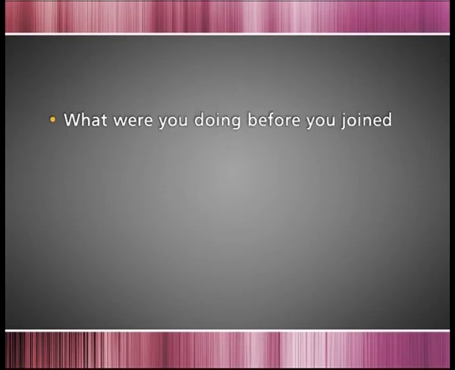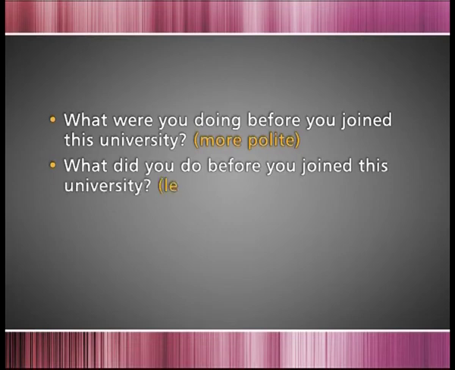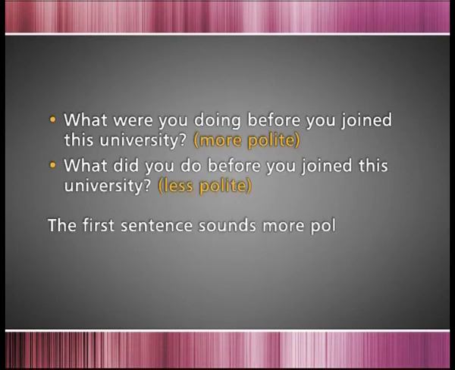H. In many cases, the past continuous tense sounds more polite than the simple past tense. Look at the given sentences. What were you doing before you joined this university? More polite. What did you do before you joined this university? Less polite. The first sentence sounds more polite than the second sentence.